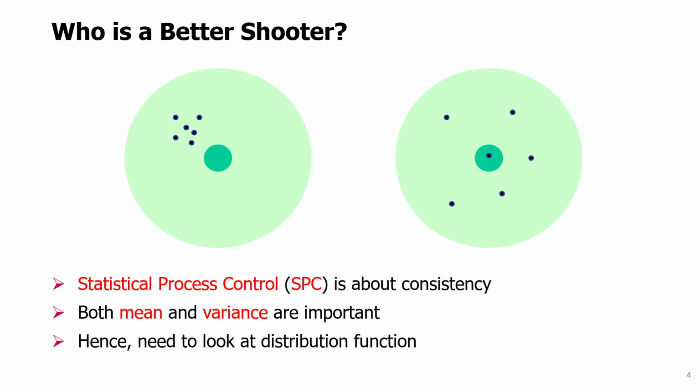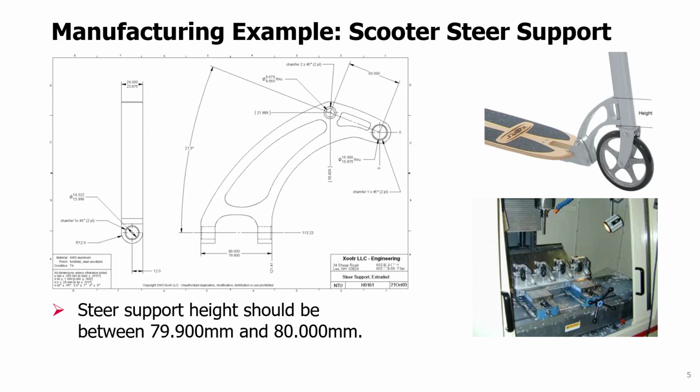And because of this, we will often focus more on a distribution of some measurements rather than the one value or one simple measurement. As an example, for some quality control tools in this part of the course, we will use a certain part that is a part of a scooter. The part is called steer support, and there are several measurements that are important, that specify what the shape of this part should be. But we will focus particularly on one measurement that you see here.